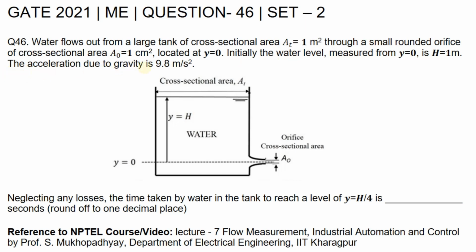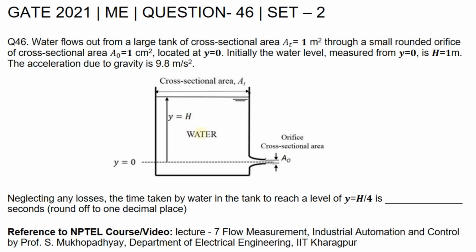Now we have to consider the acceleration due to gravity as 9.8 meter per second square. Now, neglecting any losses, we need the time taken by the water in the tank to reach the level of y equal to h by 4. If the level reduces from h to y equal to h by 4, we have to calculate how much time it will take.